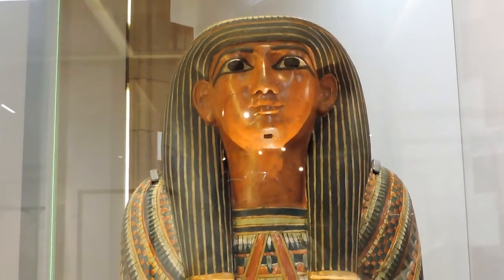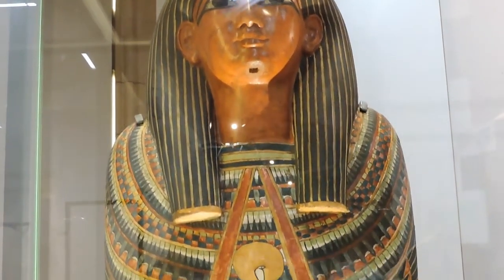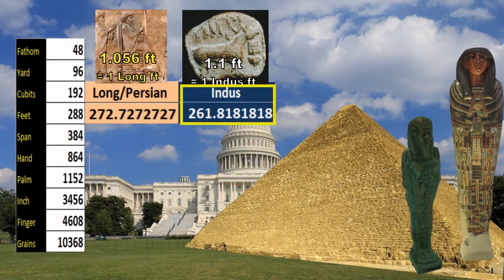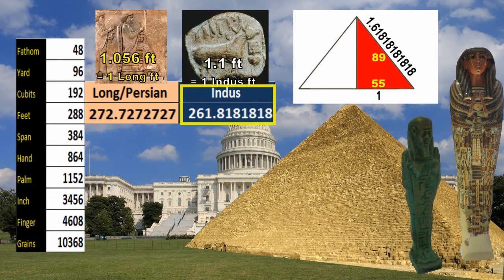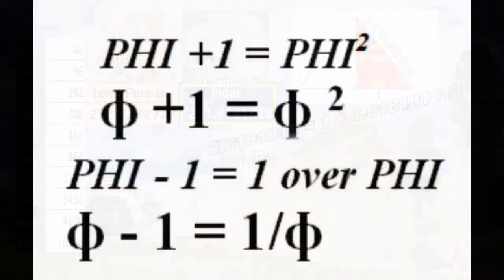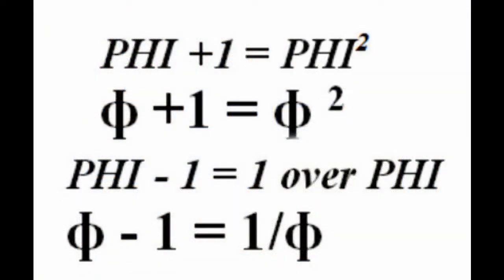But anyway, the Indus foot, 1.1 of the modern foot, is the Indus Valley foot, and the standard street width in Mohenjo-Daro and Harappa was 33 feet. But again, that's another thing. And again, the connections to 33, both in the long foot and the Indus foot, wonderful. But let's look at the Indus. So 288 feet makes the US Capitol building 261.81818181 Indus Valley feet. You might recognize that number if you're into the golden ratio. In the top corner there we see a proportion of the Great Pyramid. If you're into your golden number, you'll also note that phi plus 1 equals phi squared, or phi minus 1 equals 1 over phi.